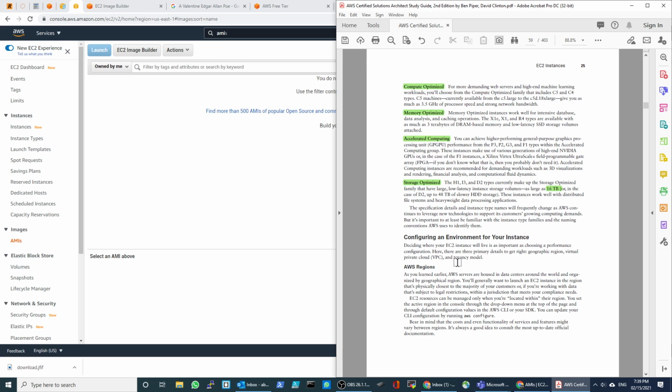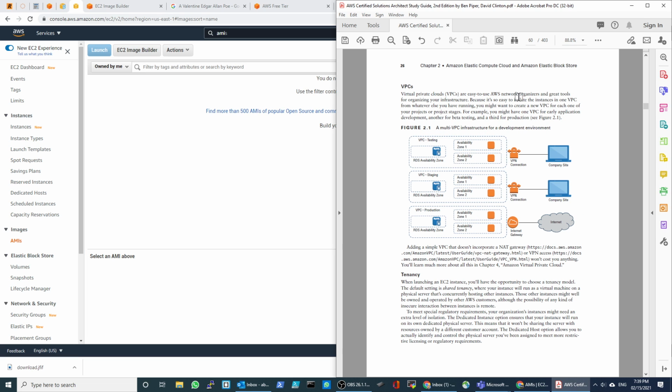Then you configure the environment for your instance. So you're going to pick the region, and I already explained: regions are different, charges are different. The AMIs might not be available in all the regions. So you have to configure that. The EC2 resources can be managed only when you are located within their region.